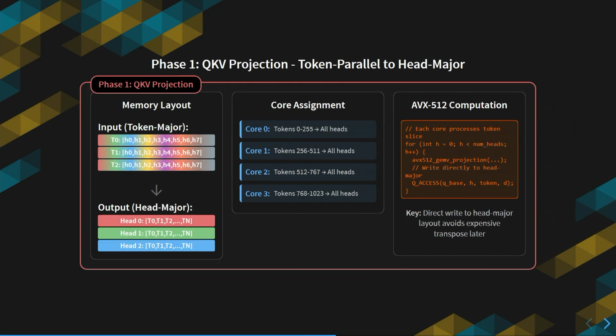QKV projection, memory flow, phase 1. It transforms from token major to head major, and this is all done in one step. While we're reading over here, we're writing into very specific memory regions. We're not doing two steps. We're reading over here, and the output is stored at a very specific memory region. And this is done deliberately.